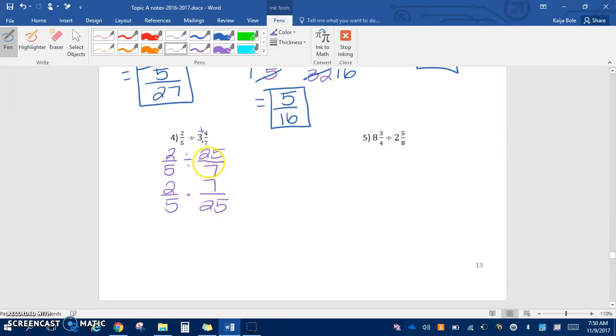7/25. And then we check for cross division, which, if we look here, we don't really have any. Alright, so then our answer would be 7 times 2 is 14, and 5 times 25 would be 125.